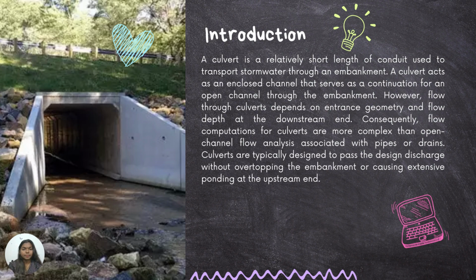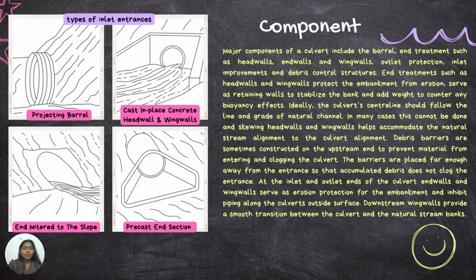Next, about the components. There are four types of inlet entries for a culvert. First is the projecting barrel. Next is the cast-in-place concrete head wall and wing wall, and mitered to the slope precast end section. These are the picture diagrams illustrating the types of inlet entrance.